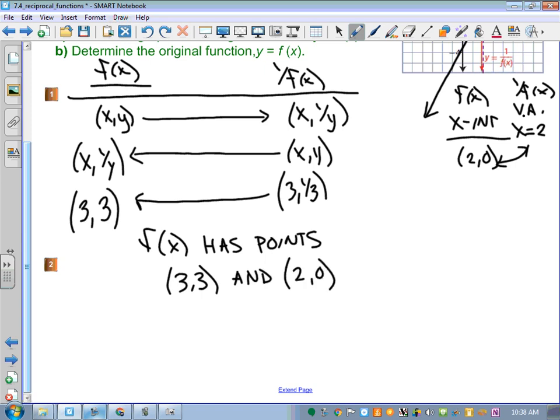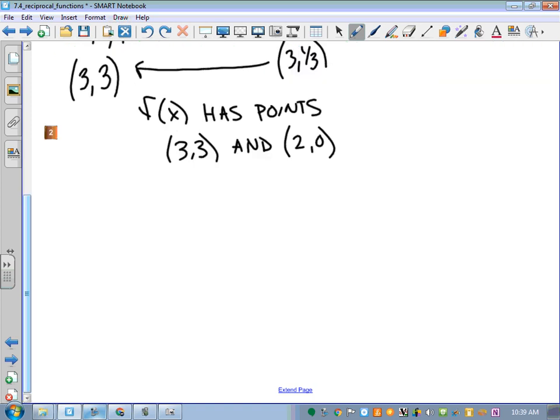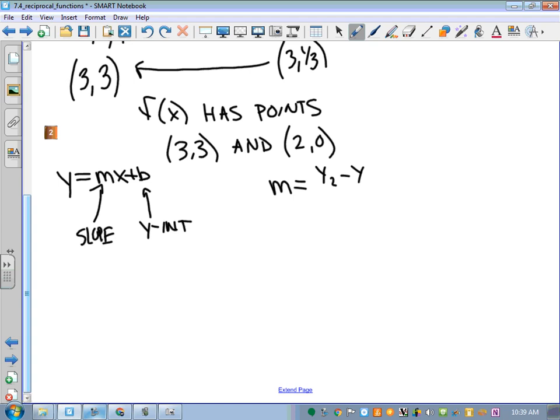Because in order to get the equation of f of x, I am going to put it into y equals mx plus b, keeping in mind that b is the y-intercept, and m is the slope. The way that we find our slope, m is equal to, and I'll put that general form, y2 minus y1 over x2 minus x1. The slope for this linear equation, and it doesn't matter what order you put these in as long as you're consistent.